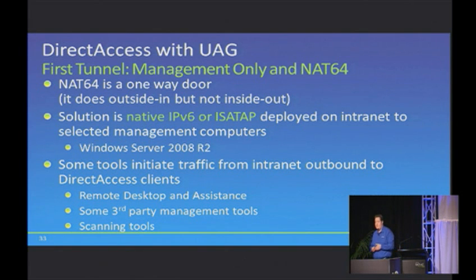So the solution is to use IPv6 capable servers like R2 or ISATAP. So those few management servers that you want to use to establish the tunnels to clients, make sure that they are updated to R2 and they are using IPv6 or ISATAP. There might be some other vendor-specific problems, but you can figure out when they are not working. So maybe there are some other ways to get around these issues.